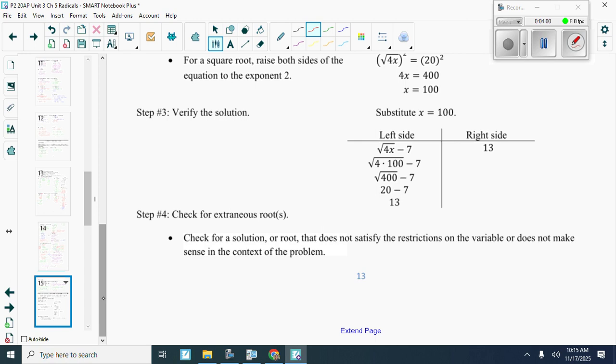So in this case, sometimes this is why we do the check. Sometimes there will be an extraneous solution. So we always verify the solutions. For radical equations, I'm going to say it again: we always verify our solutions.